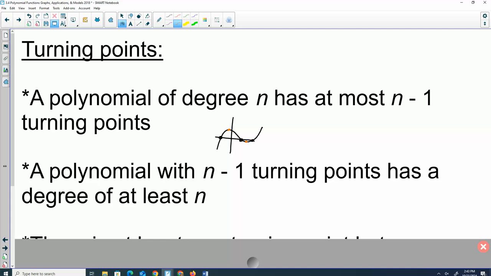Now, I say at most, because if you think about your standard x cubed, does it have any turning points? No. But if I look at this, I see 2 turning points, so it has to be at least degree 3. It works in reverse. If you know your number of turning points, your degree has to be at least 1 bigger. If I drew this graph, how many turning points do I have? 4 turning points. So my degree has to be 5 or more.